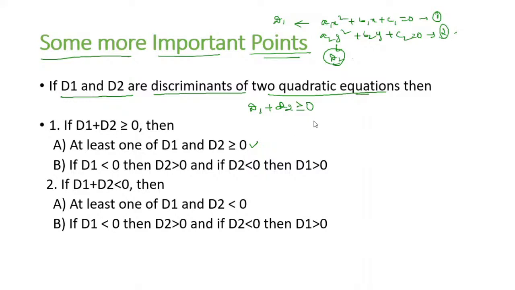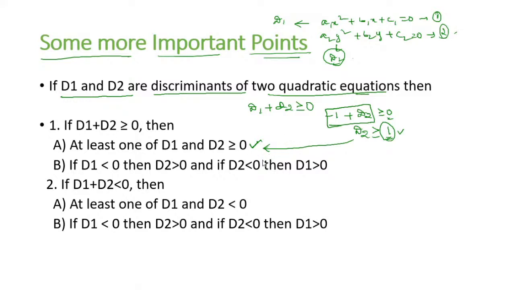Let us take d1 as minus 1, and we need to find the value of d2. For this sum to be greater than or equal to 0, d2 must be greater than or equal to 1, which is greater than or equal to 0.